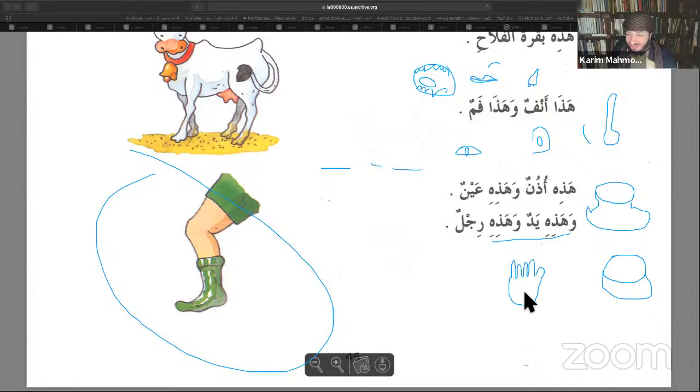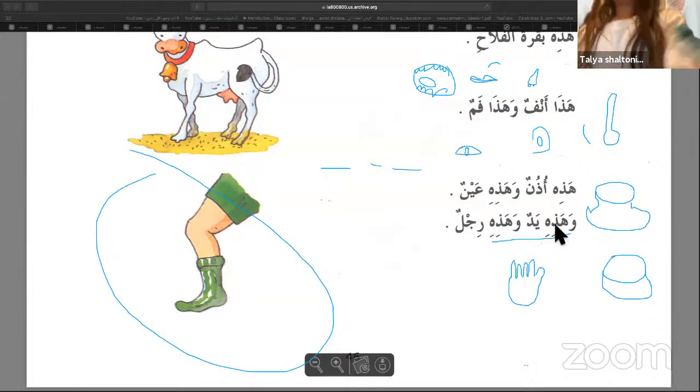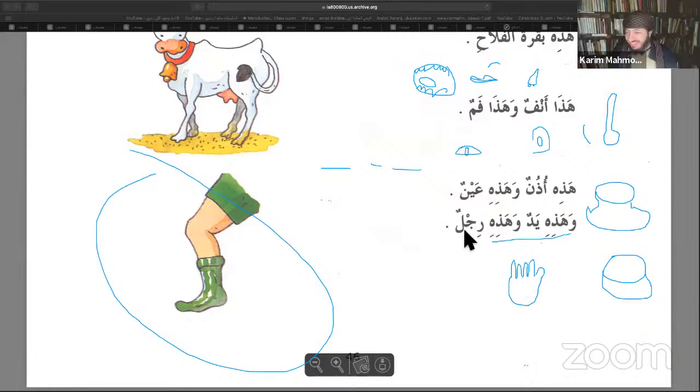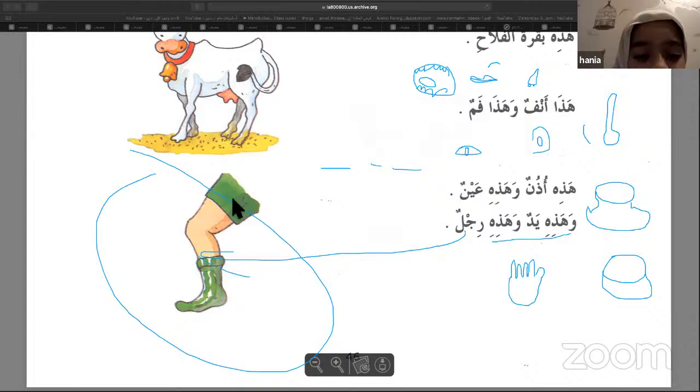Okay, sorry. His hand looks like a crazy monster's foot. Yes, yes. Okay. Yeah, it looks like a foot. وهذه يد وهذه رجل. رجل is what? This one right here. Leg. رجل. Okay. Foot. All right. Awesome.